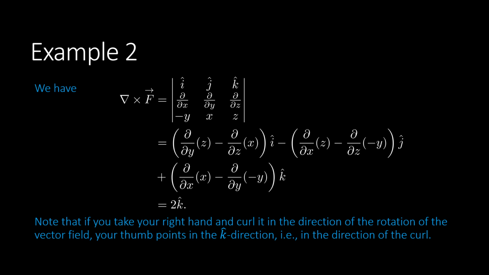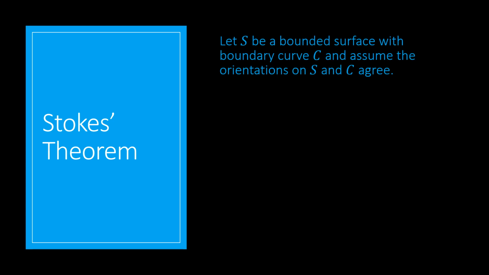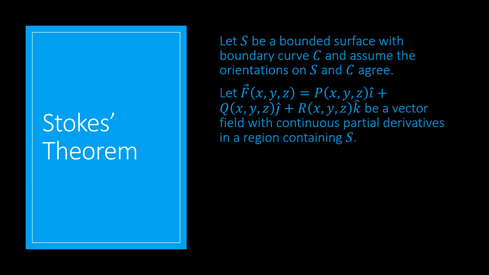So we're now ready. We can state what Stokes' theorem is. We know what we mean by the surfaces and the orientation and the curves and the orientation, and we know what our derivative is going to be in this case. So let's go ahead and state Stokes' theorem. So we're going to start out with a bounded surface S with a boundary curve C, and we're going to assume these two orientations agree, just like we talked about before with the right-hand rule. We're going to take a vector field F, and we're going to assume these functions P, Q, and R are going to have continuous partial derivatives in a region containing S.